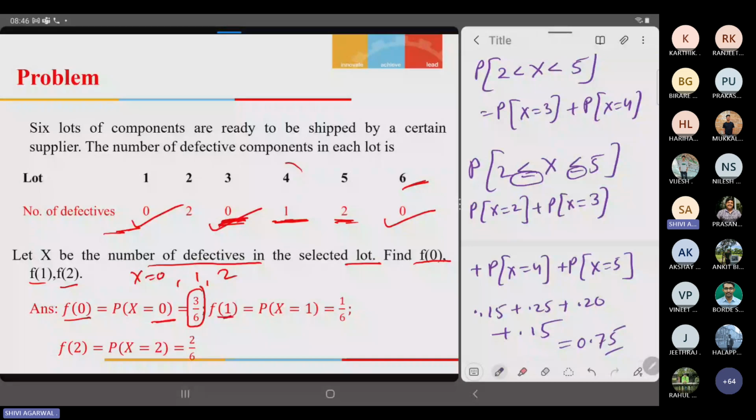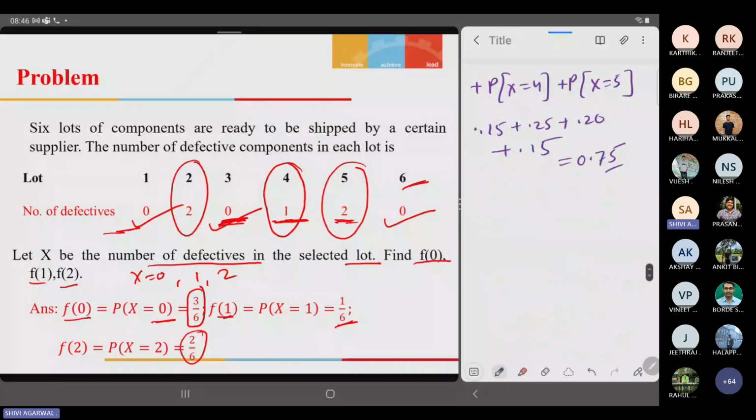So that's why it is 3 by 6 here. F of 1: 1 is coming in one lot only, so 1 by 6 here. And 2 is coming in 2 lots, so it is 2 by 6. So the mass function or the probability density function we can write like this: X is 0, 1, 2, and f of x becomes 3 by 6, then 1 by 6, and 2 by 6. So this is the method to calculate the probability density function.